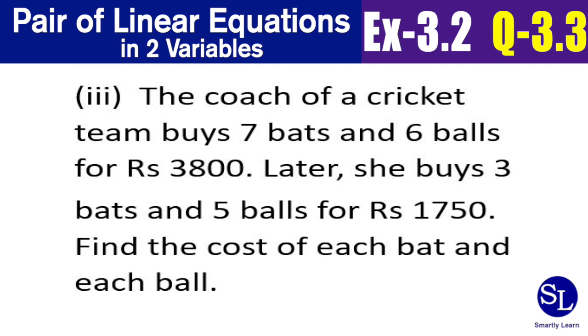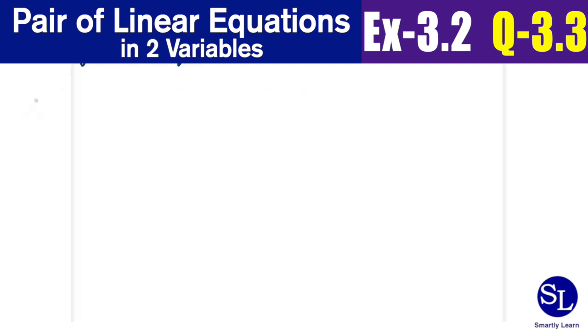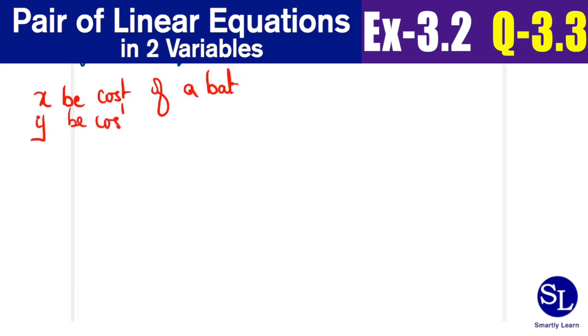So first of all, as usual, we are going to define the variables that we are going to use in this problem. So I'm going to define x, the cost of a bat. This is how I'm going to define the variable x. And y, the cost of a ball. So now that I have defined the variables, let's see how to form the equations.